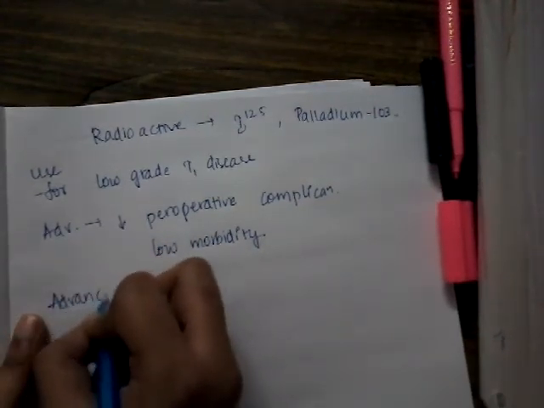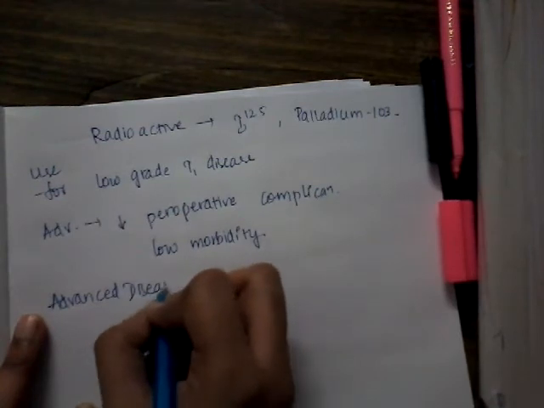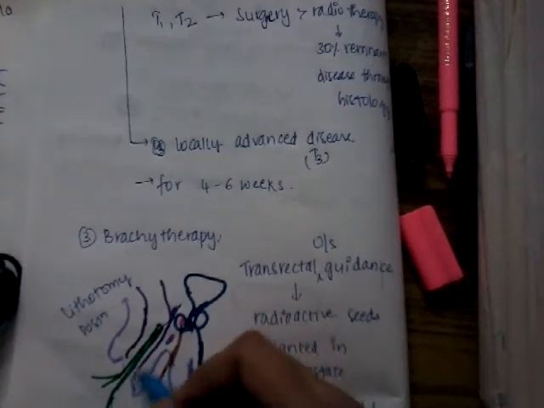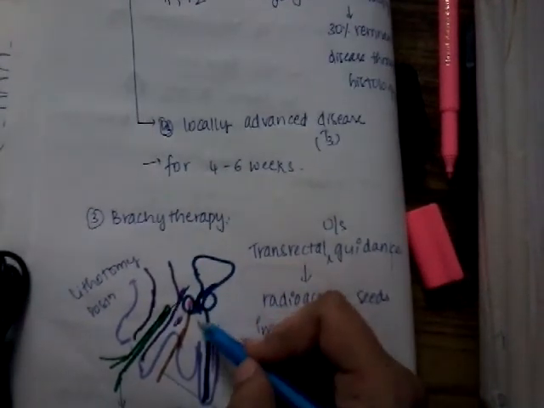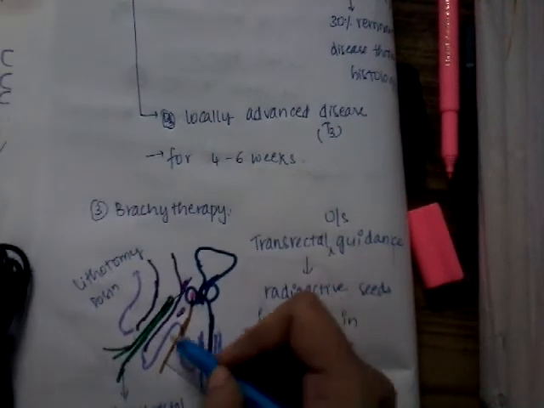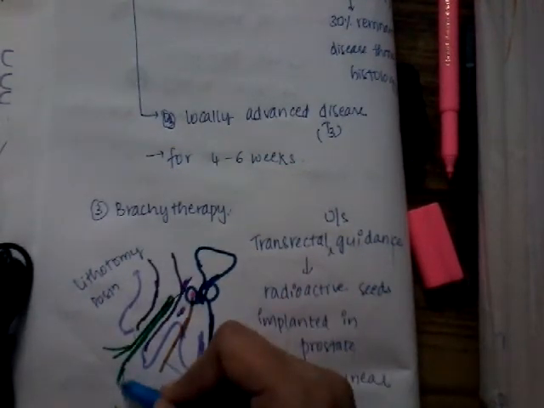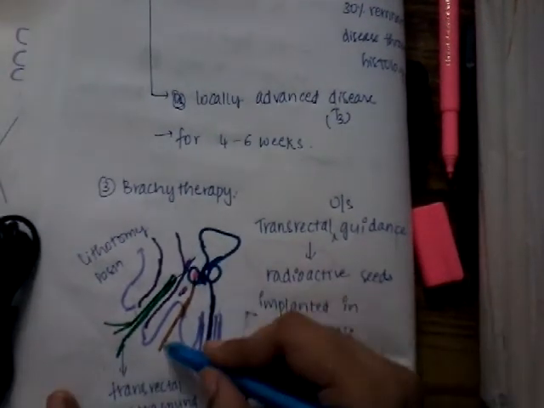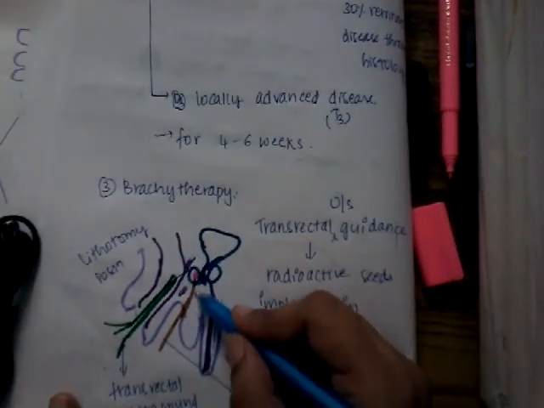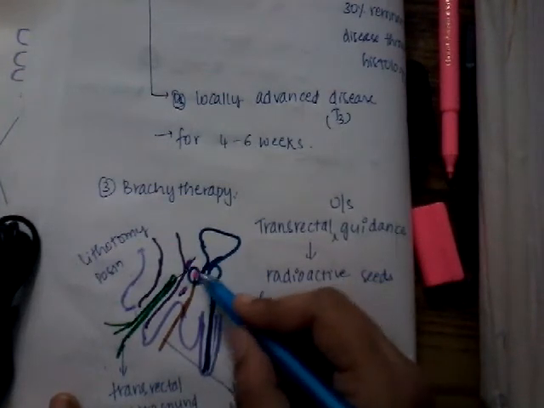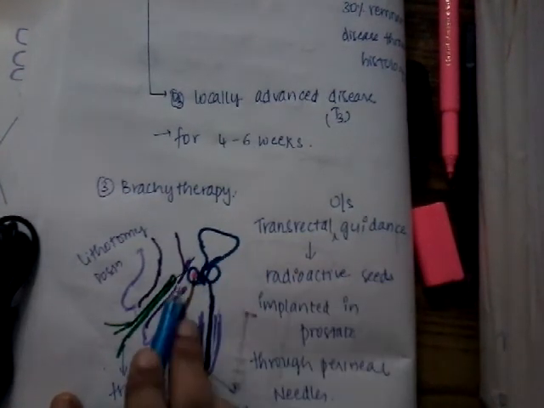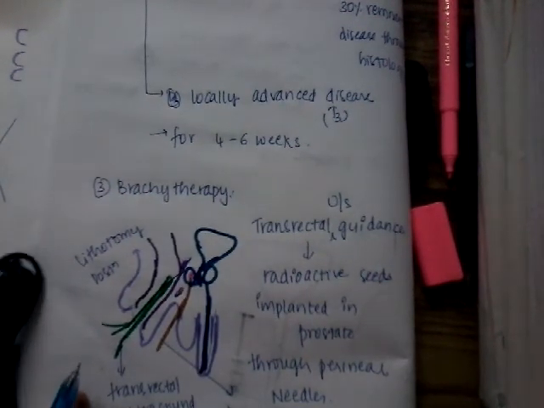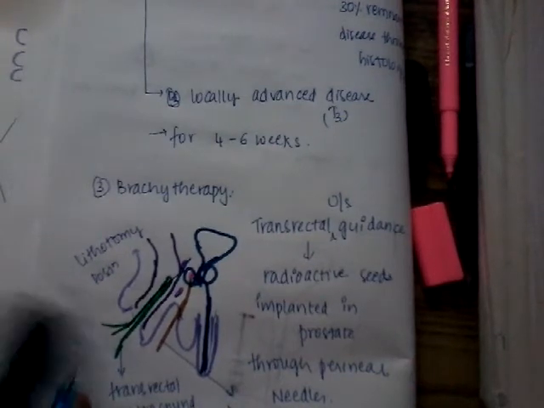Then what do you do in advanced disease? Let me first brief again about this brachytherapy because I said wrong first. So this is the rectum, this is the bladder, and this is the urethra. You pass a transrectal ultrasound probe and take an ultrasound. Through ultrasound guidance, we pass perineal needles from the perineum into the prostate. And in the prostate, through these perineal needles, the radioactive seeds are implanted. So this is what happens in brachytherapy, right?